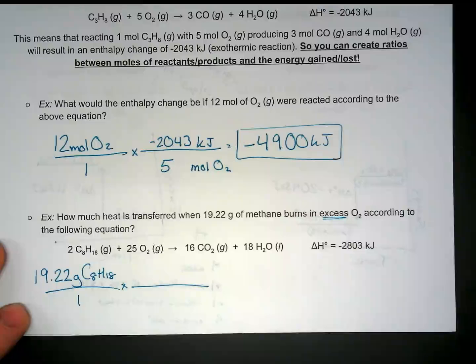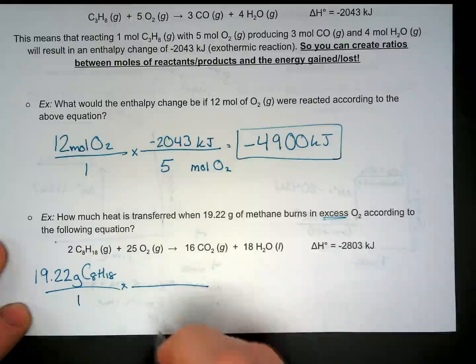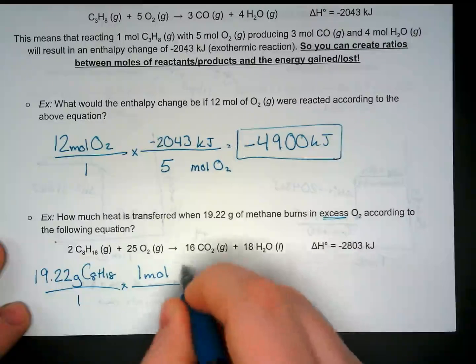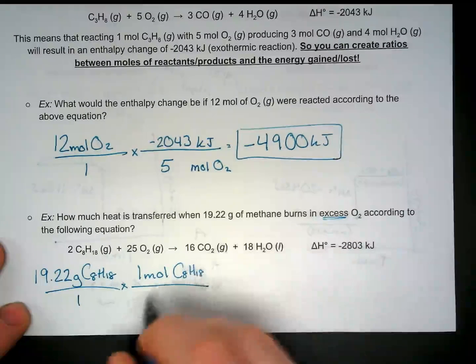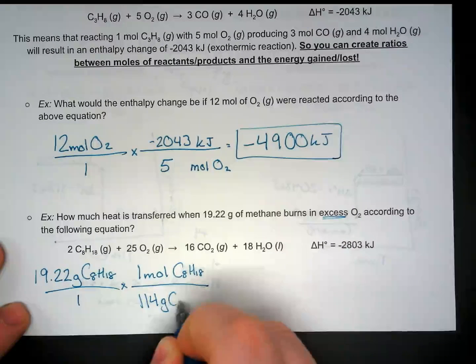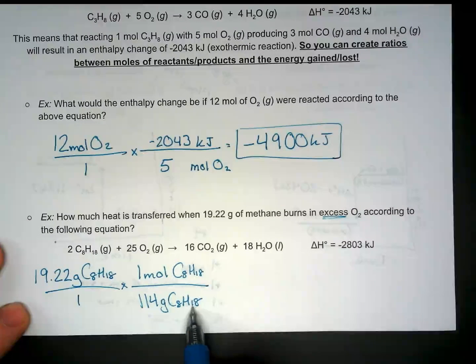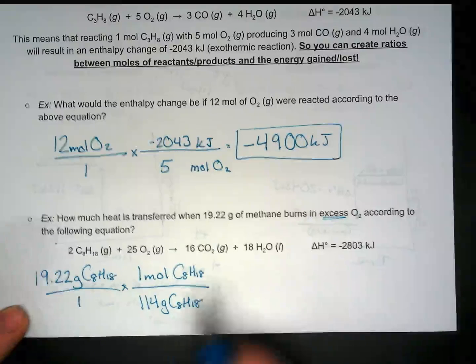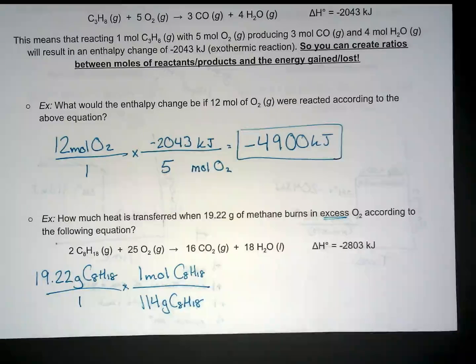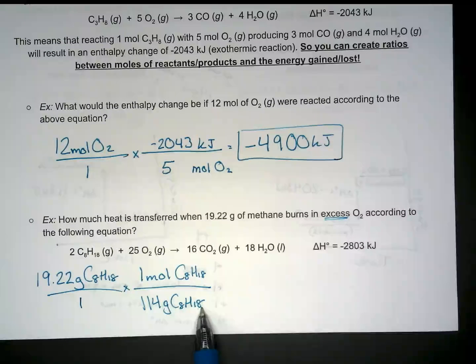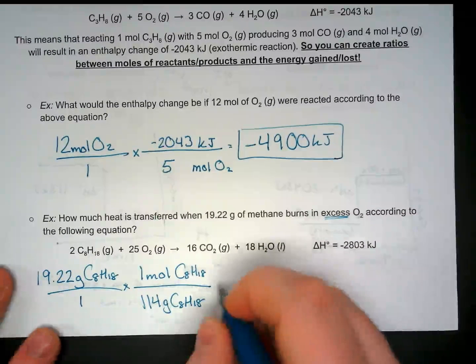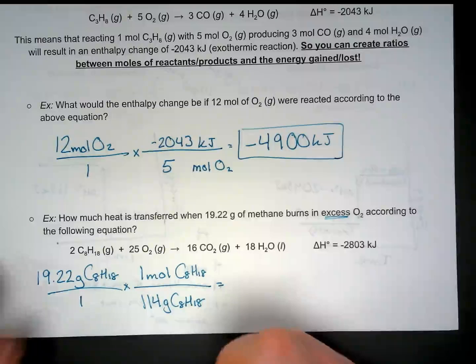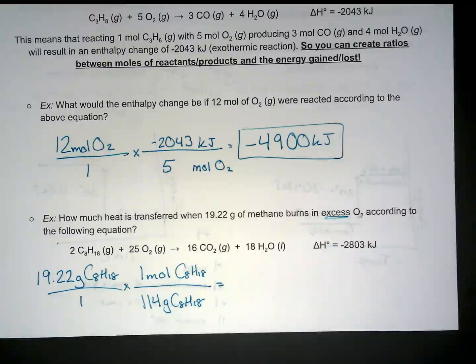Okay, and here again, we just have to go from grams to moles. And so we're going to use the molar mass of methane. So in every 1 mole of methane, there are 114 grams of methane. That's just 12 times 8 plus 18, which gives us 114. Hold up. Let me double check that real quick. That seems right, but I just want to double check. Yep, that's right. Okay.